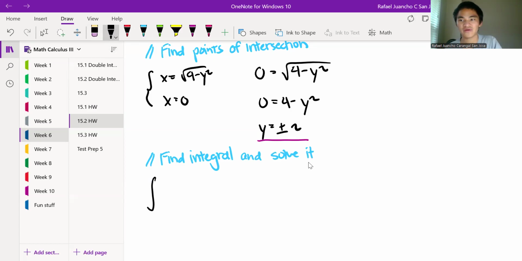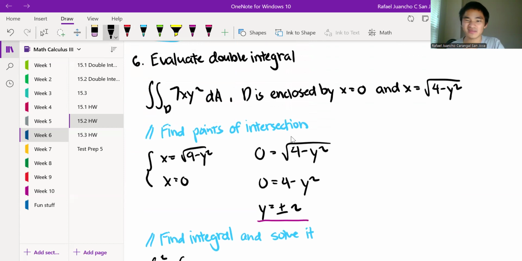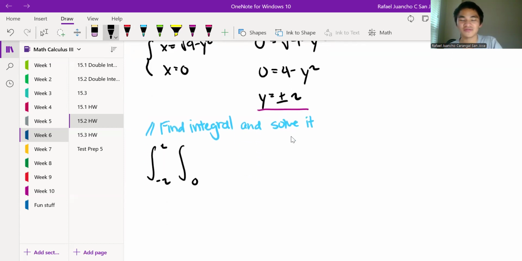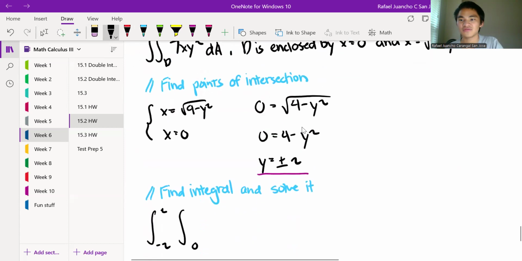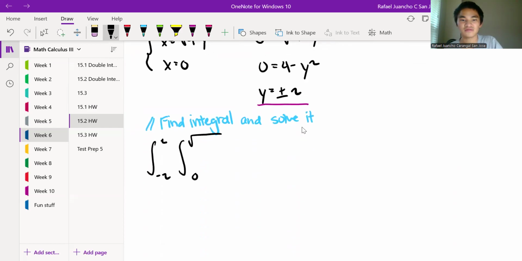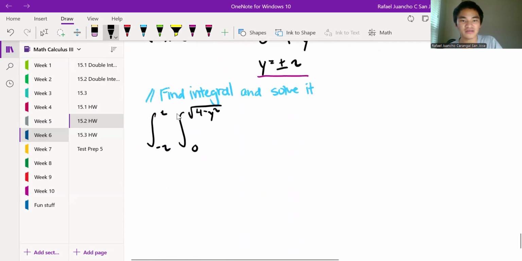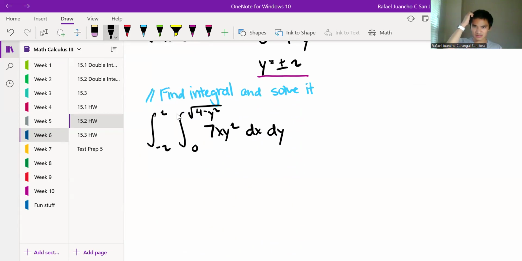Let's put our y values here. We have negative 2 and 2. Then let's put something that we assign to x with. Since you already have that, might as well just do that first. 0 and then square root of 4 minus y squared over my function, so an xy squared, and this is dx dy. Right, so that's a way to do it.